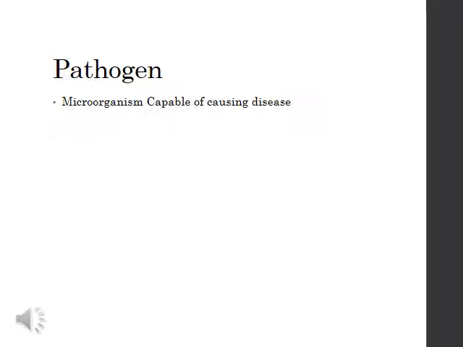Another important thing: what are pathogens? Pathogens are those microscopic organisms or microorganisms which can cause disease in human beings. We are studying with respect to human beings. So we can say they are microscopic organisms which are capable of causing disease. Those microorganisms which have the ability to cause disease in any body are pathogens for that specific body.